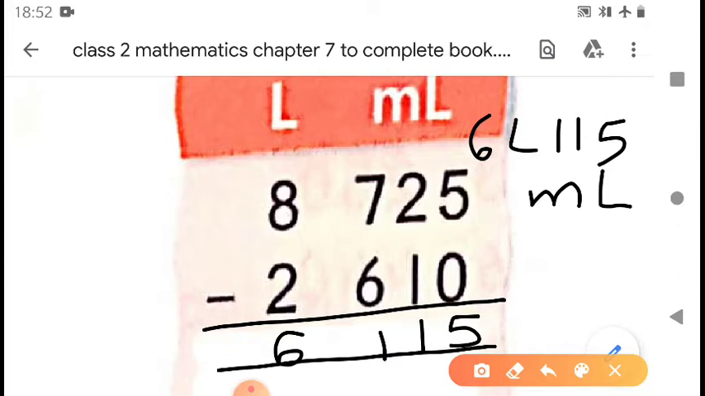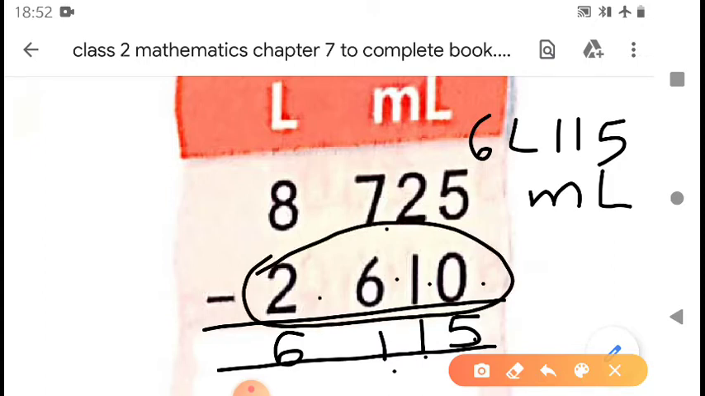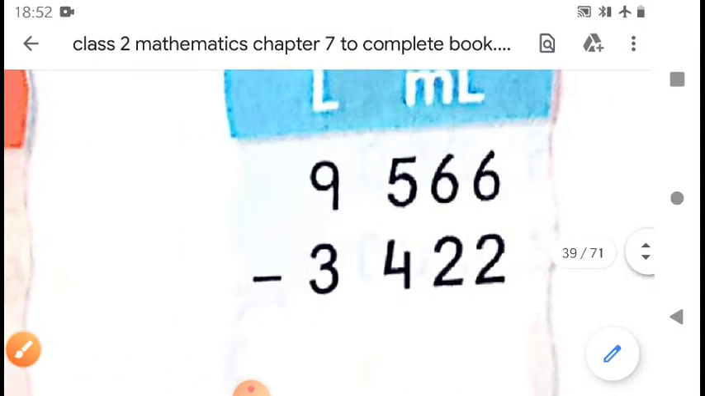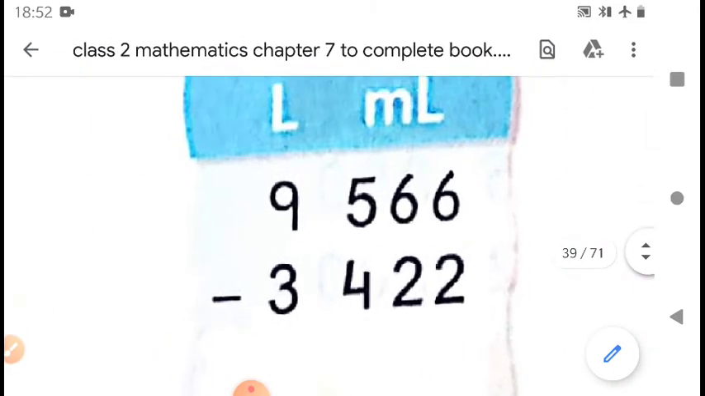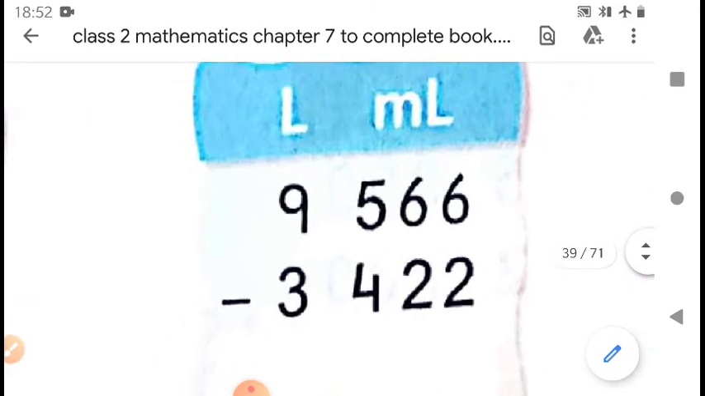Subtract and see. 5 minus 5 is 0. 2 minus 1 is 1. 7 minus 1 is 6. And 8 minus 6 is 2. That means your subtraction is correct. Okay. So you can check the subtraction by addition as well as multiplication. But checking by addition is simpler.